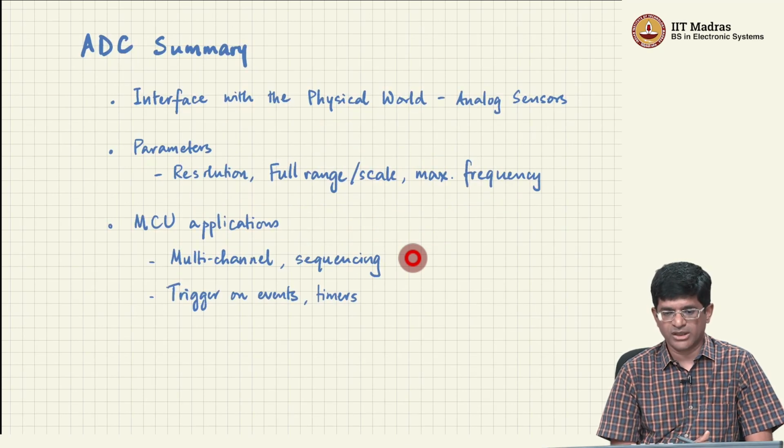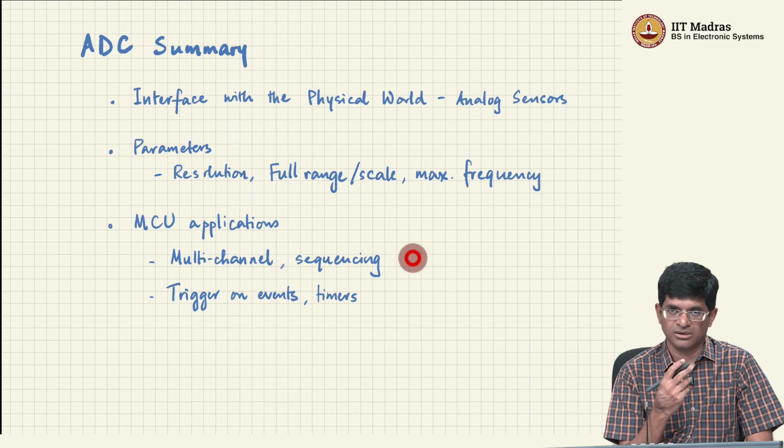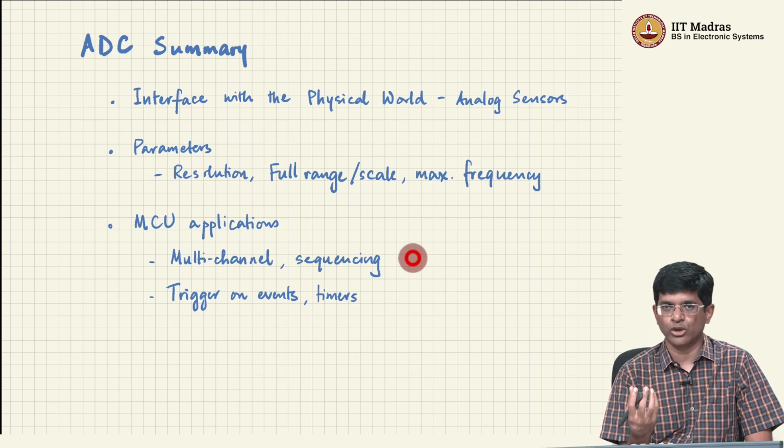So to summarize, what is the purpose of ADCs in the first place? Interface with the physical world, right? Because the majority of physical real life signals are analog. We have various kinds of sensors that can take those analog signals and convert them into voltages. And then I need to take those voltages and convert them into numbers.